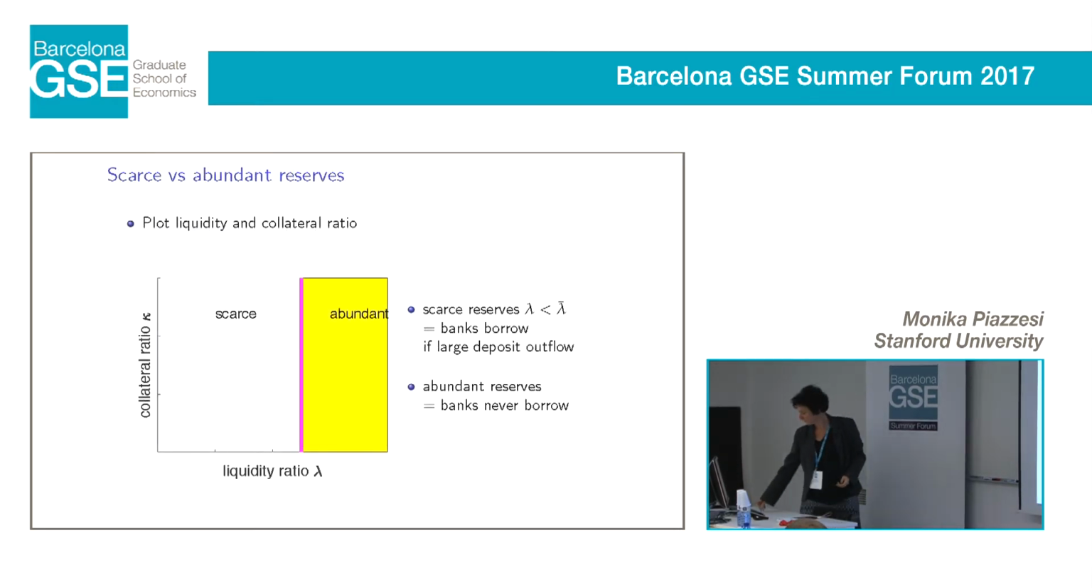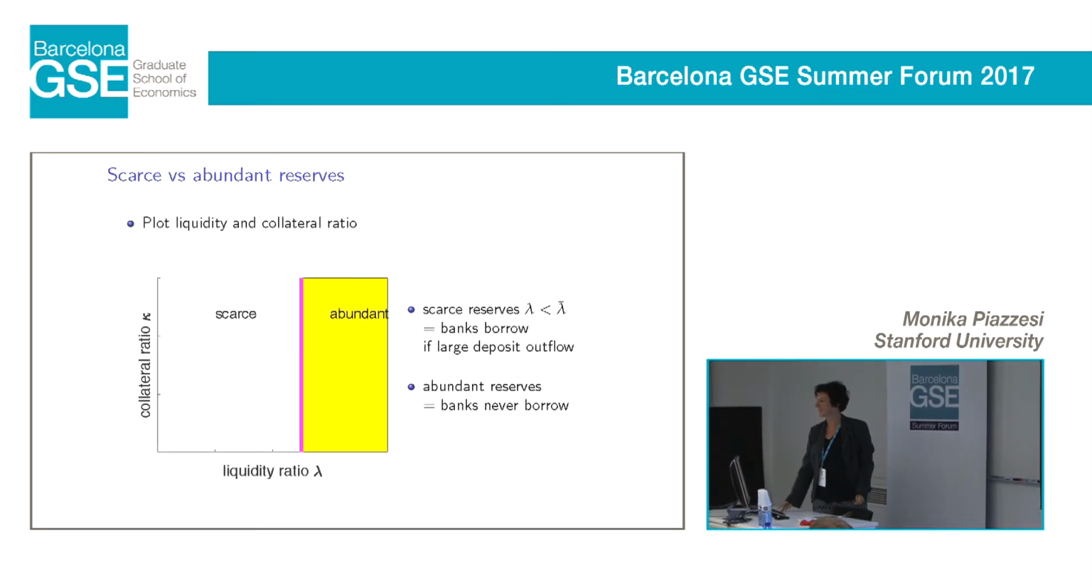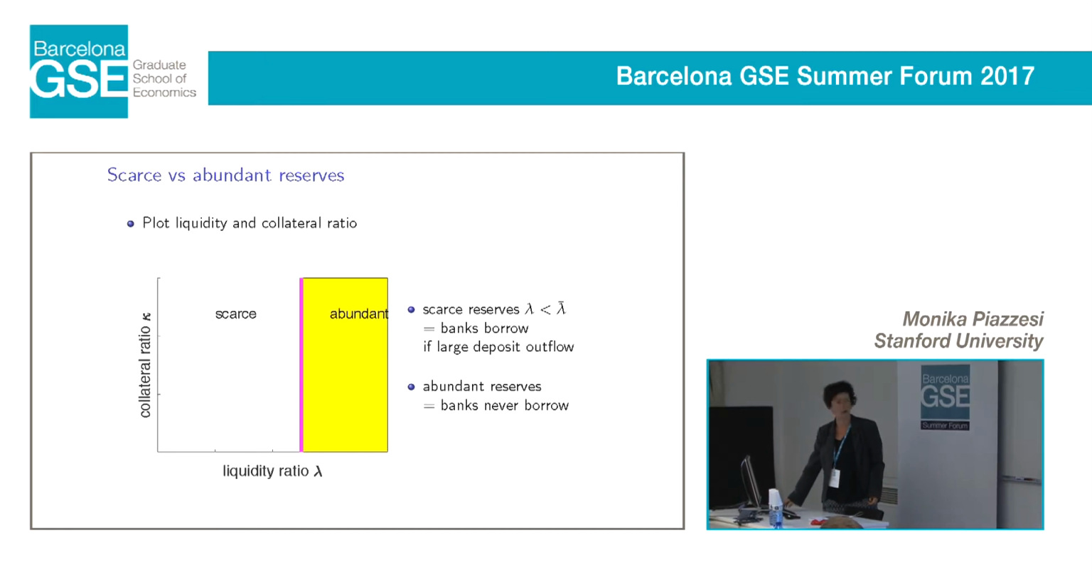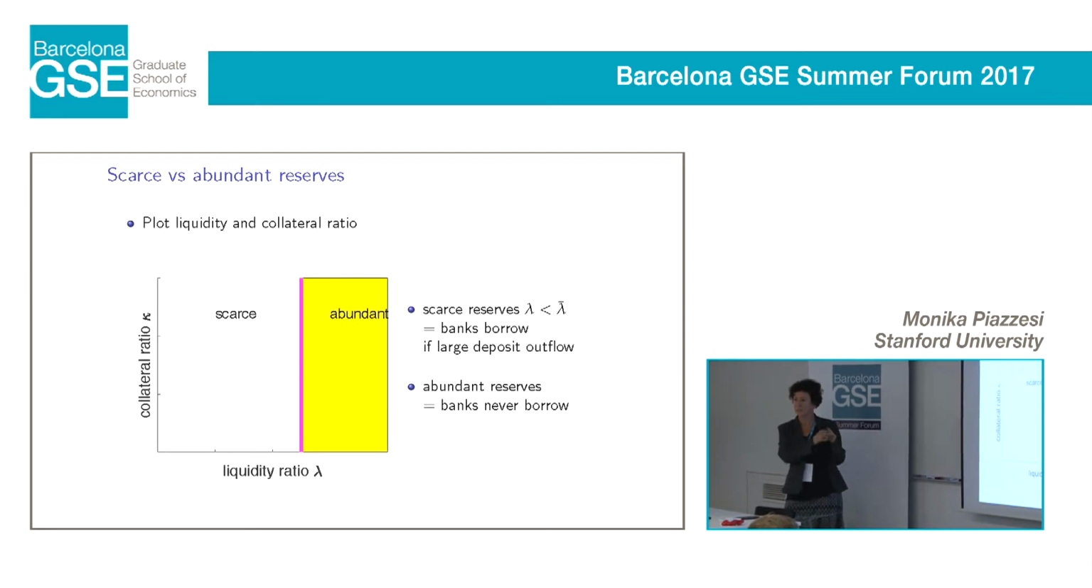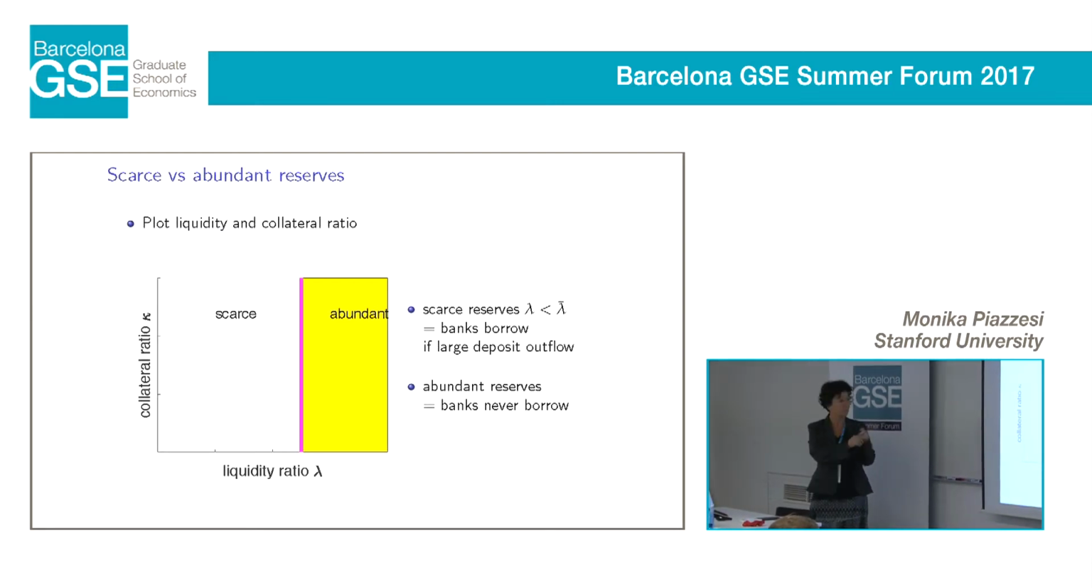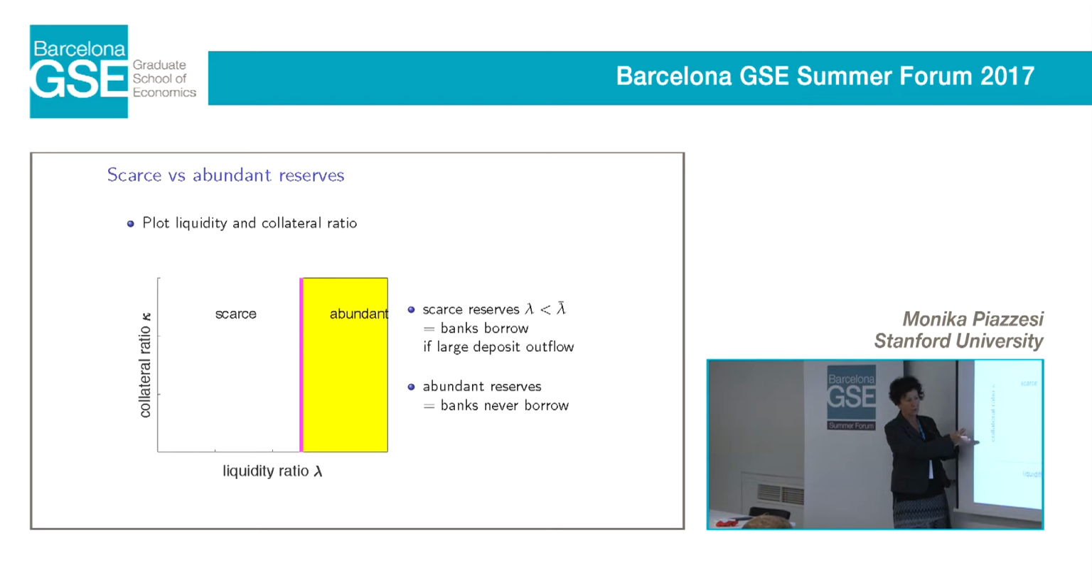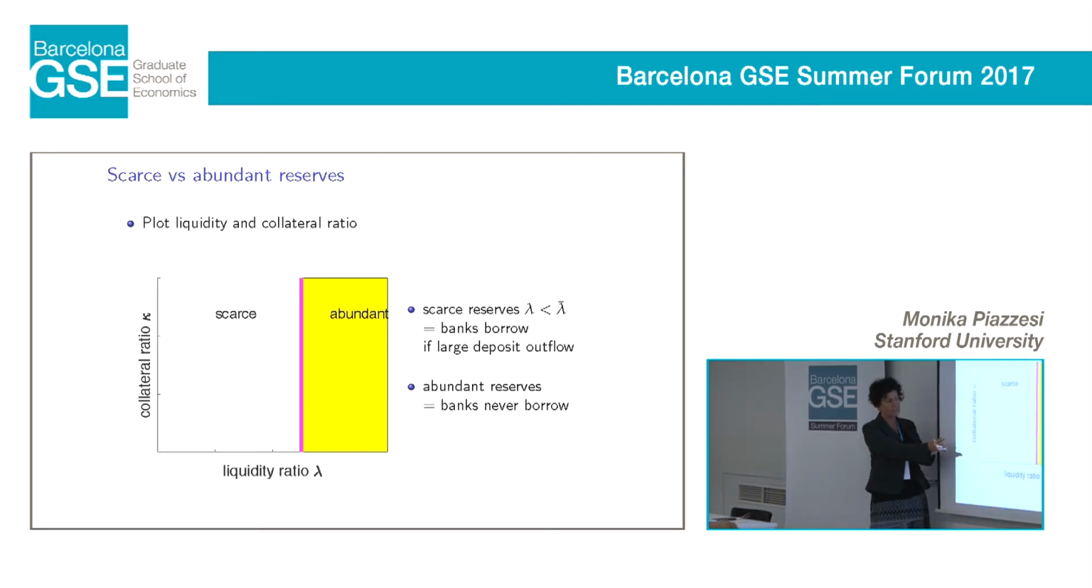All banks are identical, so there's no notion that some banks have a high lambda, some banks have a low lambda. Exactly. So they're all going to be choosing the same liquidity ratio and collateral ratio, and so we can study this steady state by just looking at these two ratios. On the x-axis, I'm going to put the liquidity ratio. On the y-axis, we put the collateral ratio.